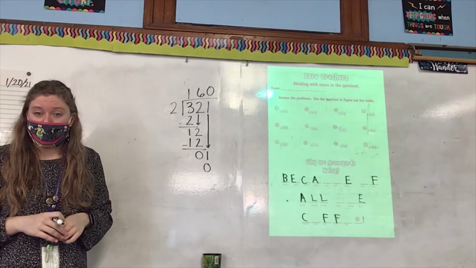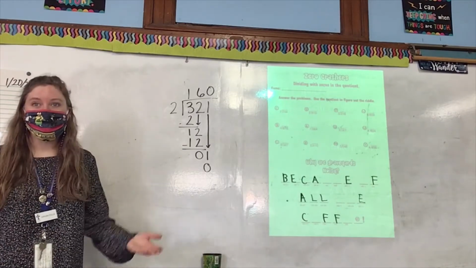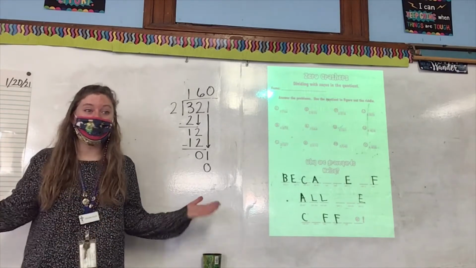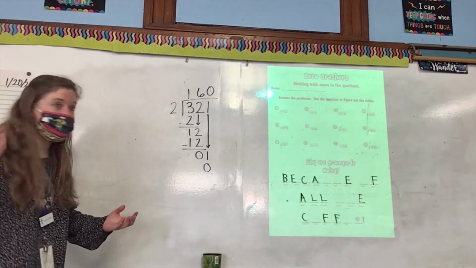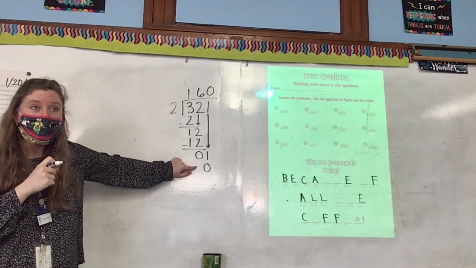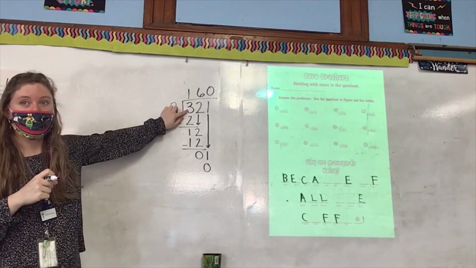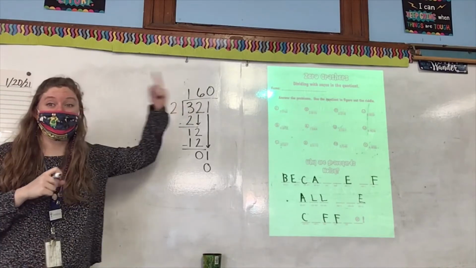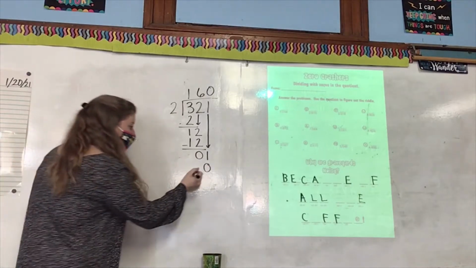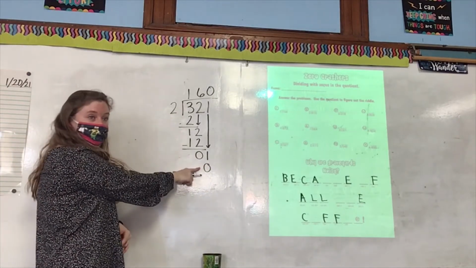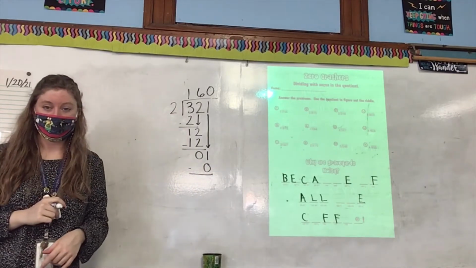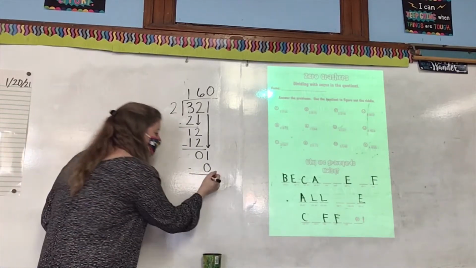Every time we multiply, the next step is always subtract. The first part of the subtraction step never changes. We always subtract the answer to our multiplication problem from either the first digit of the dividend or the first 2 digits if it's the first time we're subtracting. But every time after that, we subtract the answer to our multiplication problem from our new dividend. 1 minus 0 is 1.